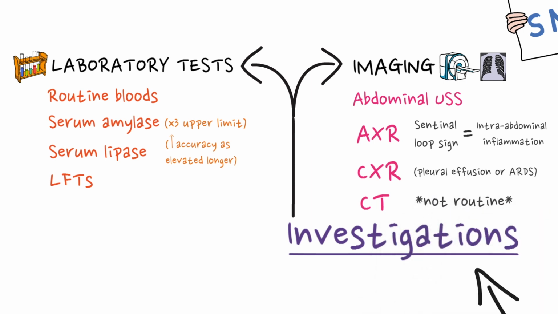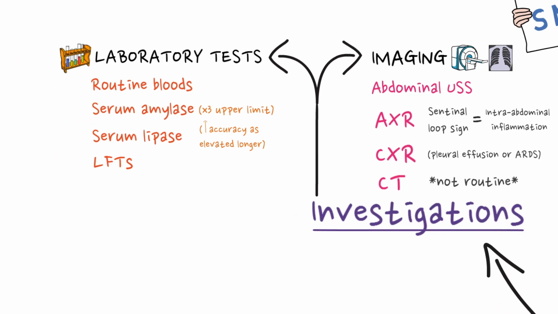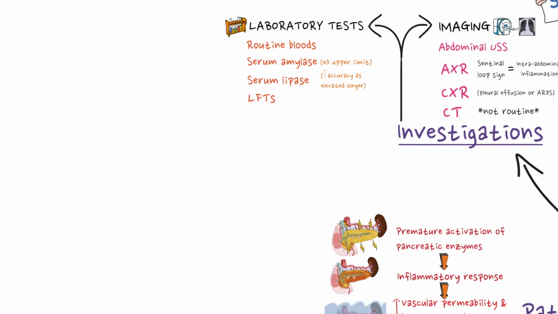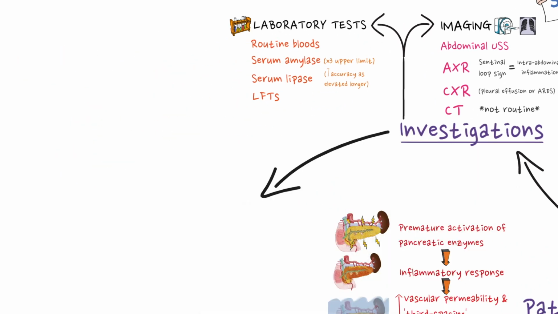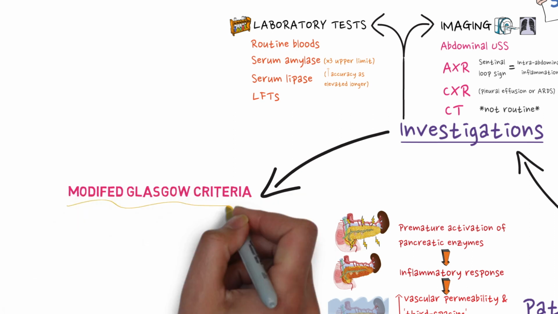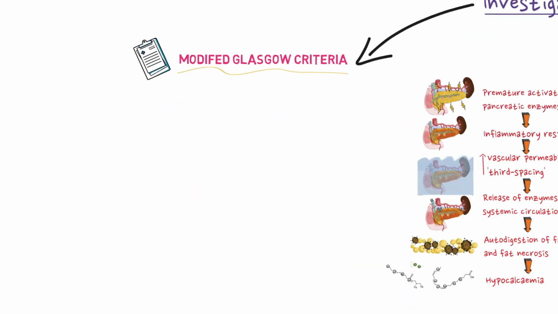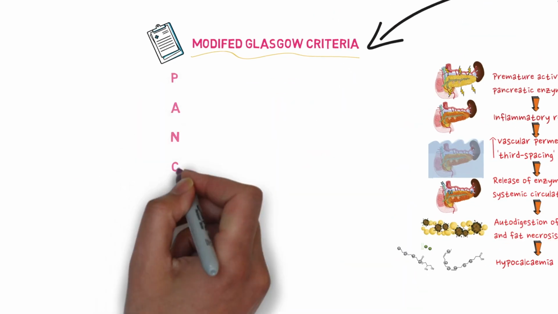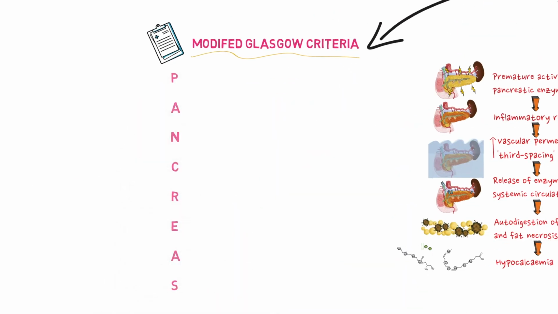This is because clinical scoring has been shown to be just as or more valuable as scoring severity from CT scans. Based on clinical examination and basic investigations, the severity of acute pancreatitis can be scored. This is done via the modified Glasgow criteria. There are 8 parameters that are analysed, which can be conveniently presented in the mnemonic pancreas.